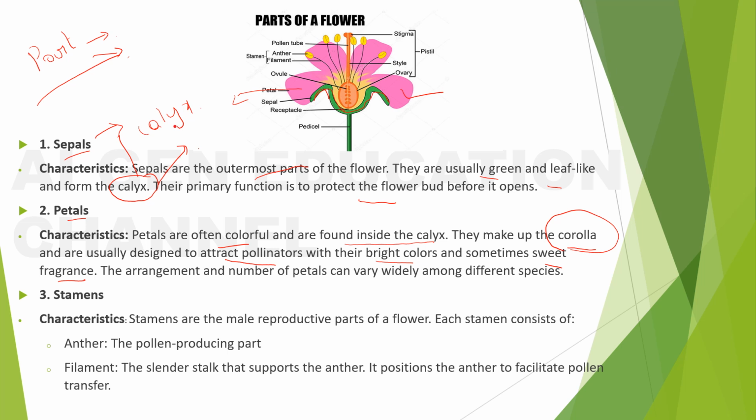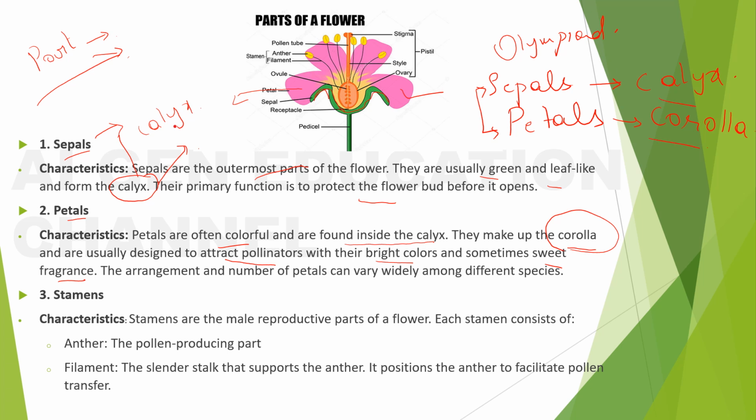This you know, right? So I can tell you at this point of time, maybe one Olympiad question may be like: sepals correspond to what? Calyx. Okay, and petals correspond to corolla. They may ask you if this combination is correct, or they may change the combination and ask you what is the right thing. So you will have to be aware of these terms, calyx, corolla.